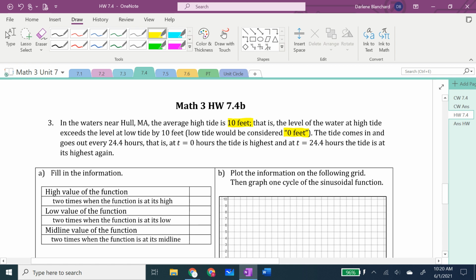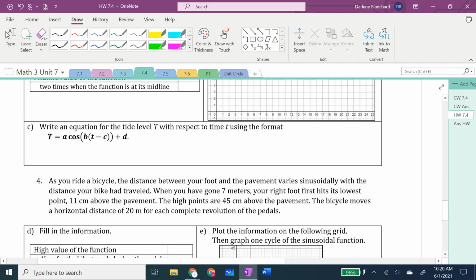Now it says that the tide comes in and goes out every 24.4 hours. And then it's telling us at time t equals 0 hours, the tide is highest. At time 24.4 hours, the tide is at its highest again. And so from there, see if you can finish this, do the best you can, if you haven't turned your homework in yet.